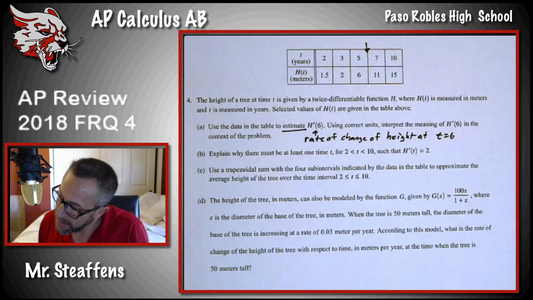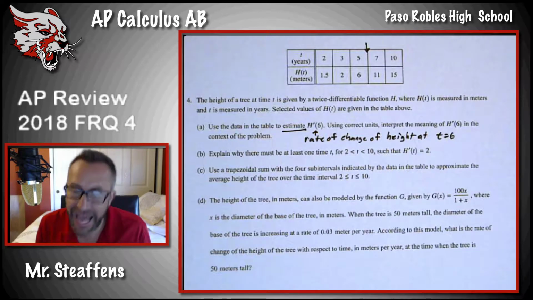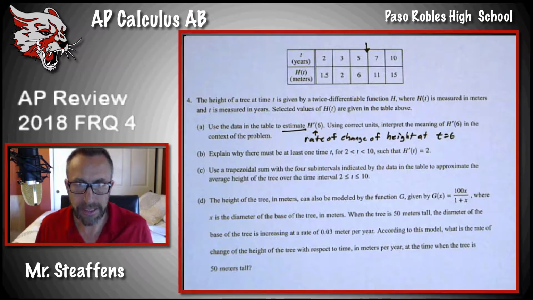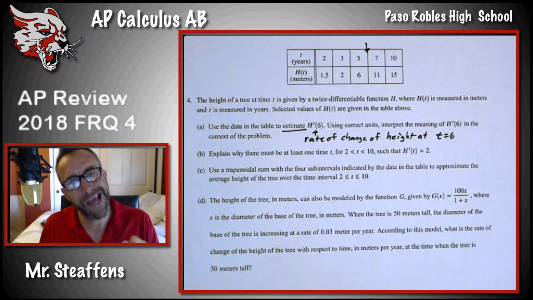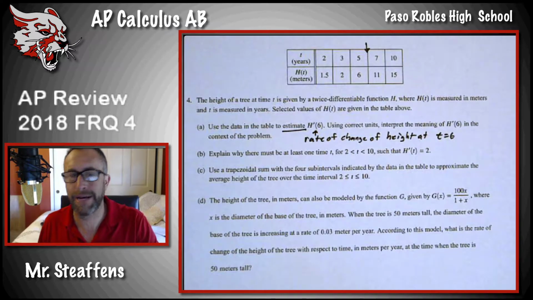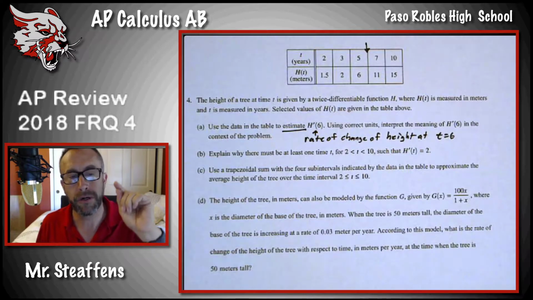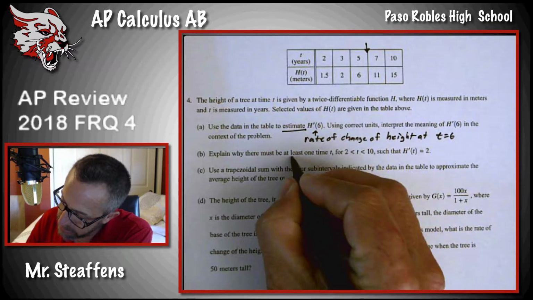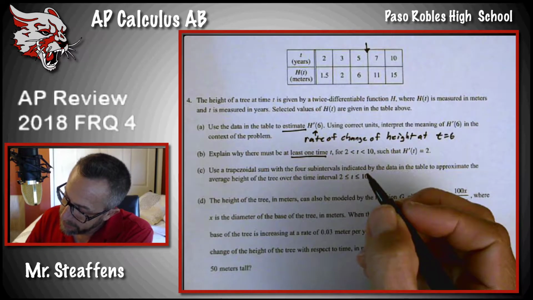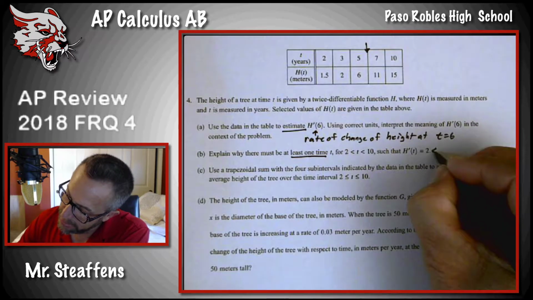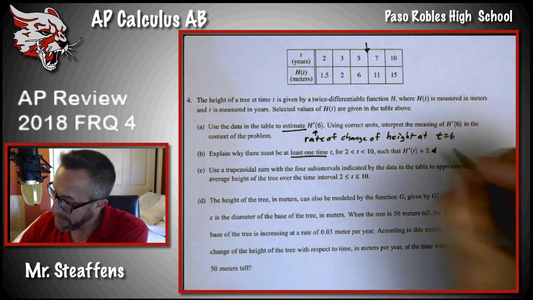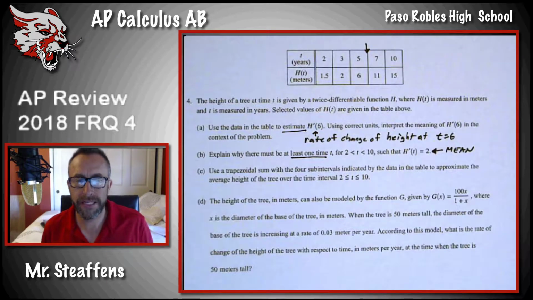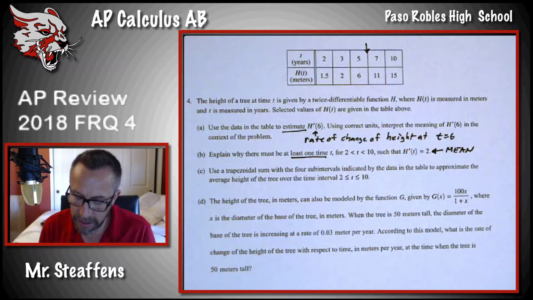All right? Second question says, explain why there must be at least one time. Now hold up. I heard the magic word. It says, explain why there must be at least one. And when I hear the words at least one, I'm like, it's either MVT or IVT. It's either the intermediate value theorem or the mean value theorem. So it says at least one time. And then it talks about a rate. And when I see the rate, I'm like, yo, that's the mean value theorem. The intermediate value theorem is the easy one. That's just where there's a value. So I'm going to actually look for the mean value theorem here.